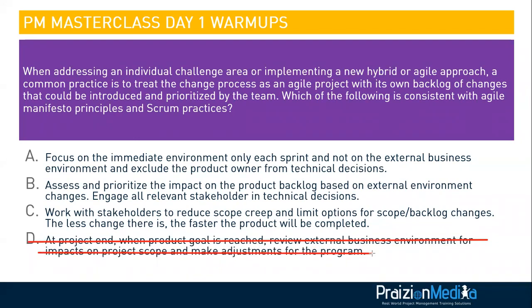C, work with stakeholders to reduce scope creep and, watch this, limit options for scope changes or backlog changes. That is not in the spirit of Agile. It then says the less change there is, the faster the product will be completed. So not in the spirit of Agile.